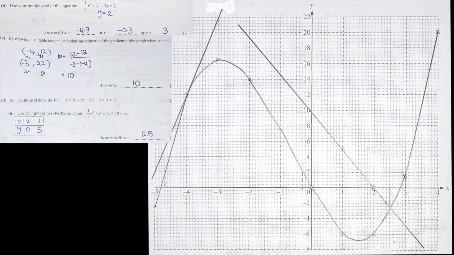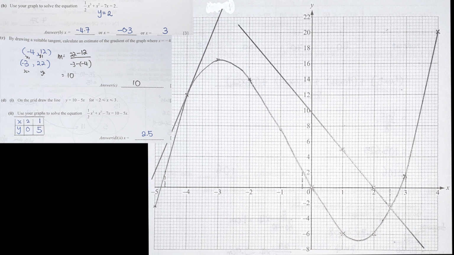For the next part, by drawing a suitable tangent, estimate the gradient where x equals -4. At the point x equals -4, I drew a line on the curve, which forms its tangent line. The two coordinates that I got are -4, 12 and 3, 22. Then I ran the manual calculation with the gradient formula, and you get the final result as 10.